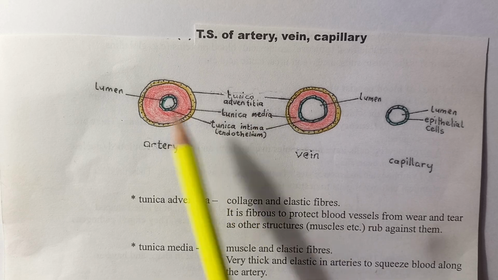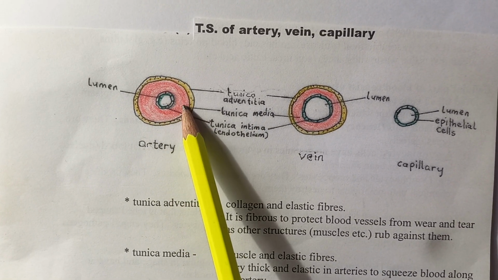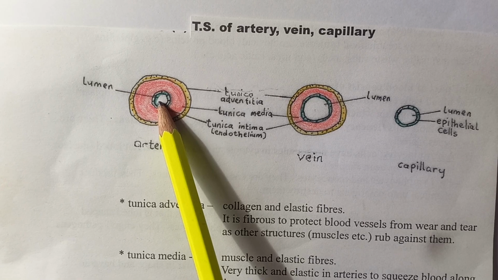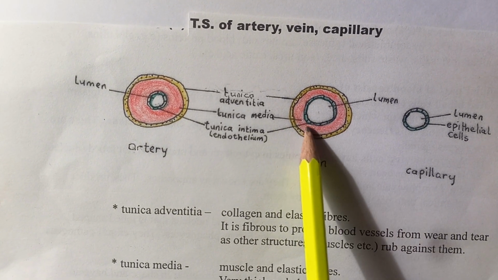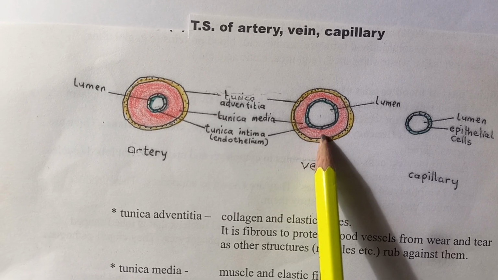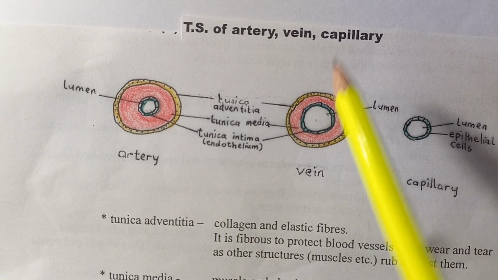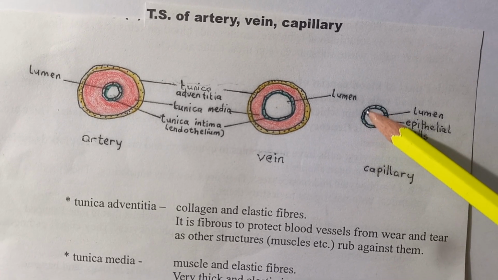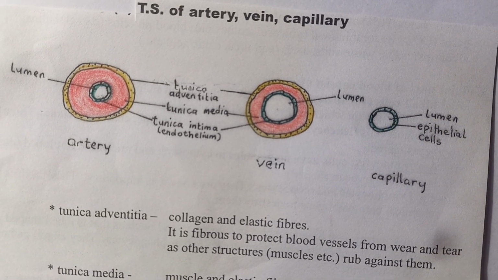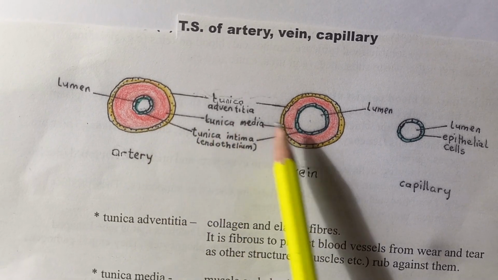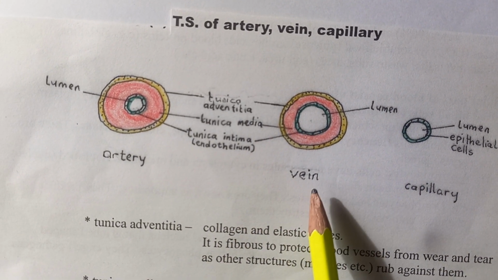So in the artery, you have a very thick layer of muscle and elastic fibers and a small lumen. In the vein, you have a thinner wall of muscle and fibers with a big lumen. In the capillary, you only have epithelial cells, one layer, and a small lumen. These structures, this musculature, has implications. That is what we are going to discuss.